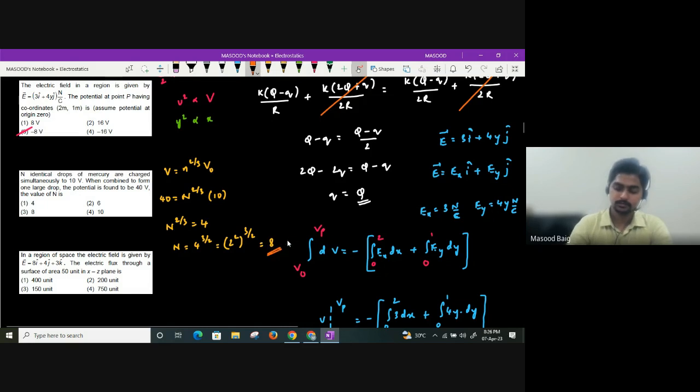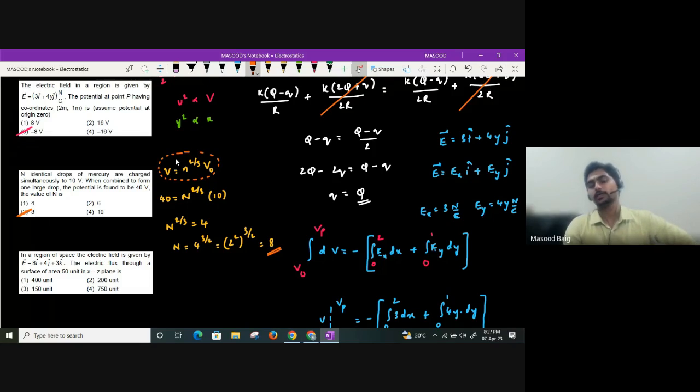Clear, everyone? You have done the question or not? You have seen this yesterday, no? Whenever N drops are combining to form a large drop, capacitance will become N power 1 by 3 times. Charge will become N times. Potential difference will become N power 2 by 3 times. Energy will become N power 5 by 3 times. You have seen this or not, guys, yesterday? So what will be the number of drops that are combining to form the large drop? 8 drops are combining to form the large drop. Is that clear? I hope it is clear, right?